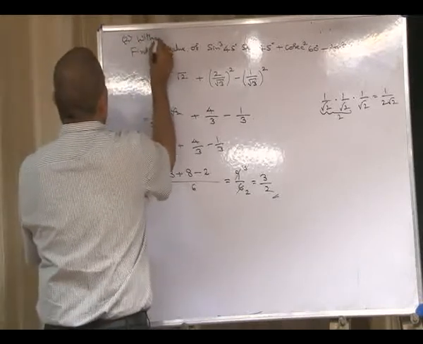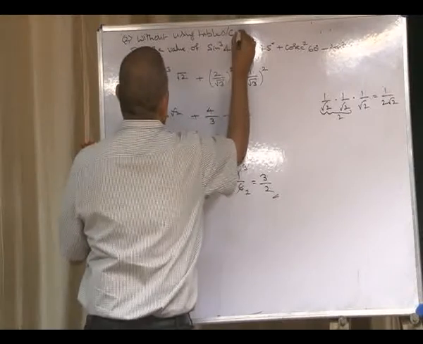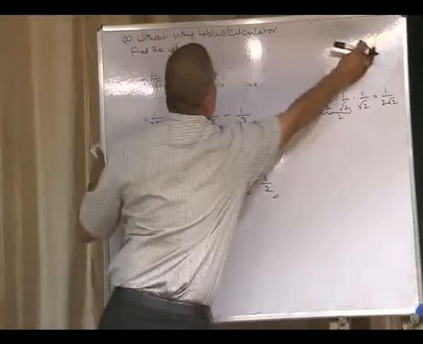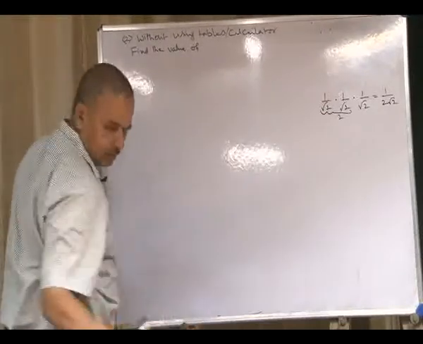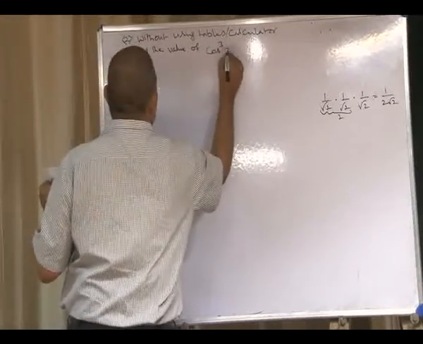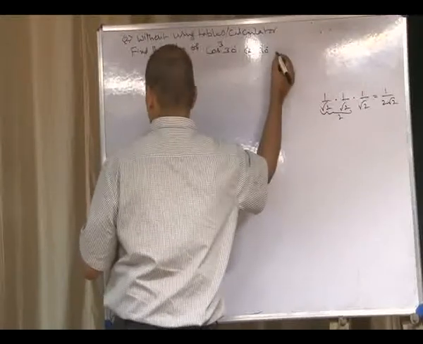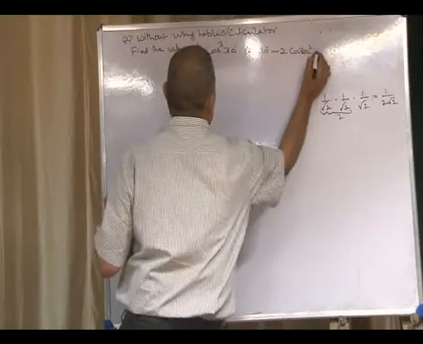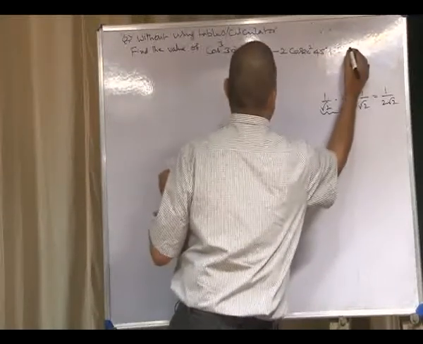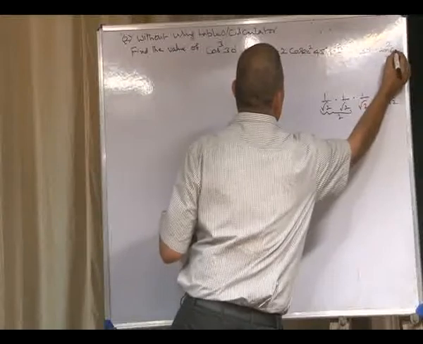Without using tables or calculator, find the value of cos cube 30 degree into cot 30 degree minus 2 cosecant square 45 degree plus 3 sin 30 degree into tan square 60 degree.